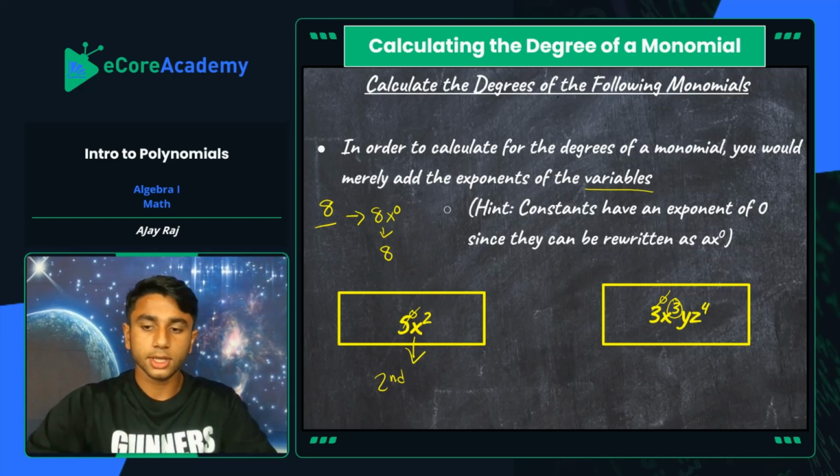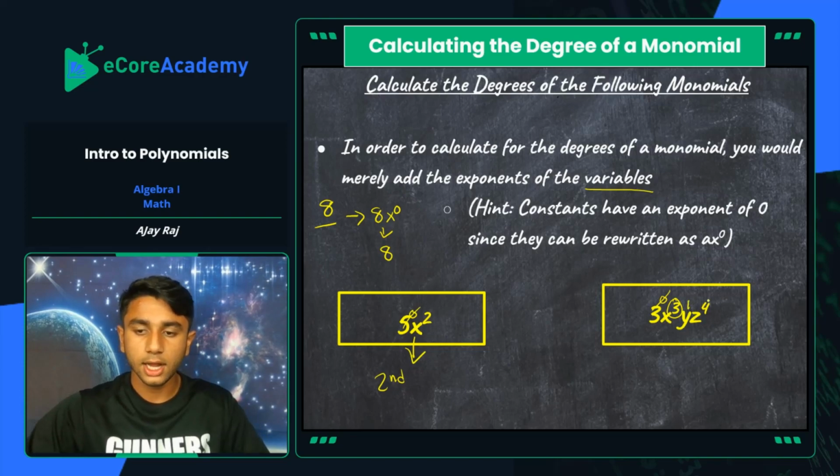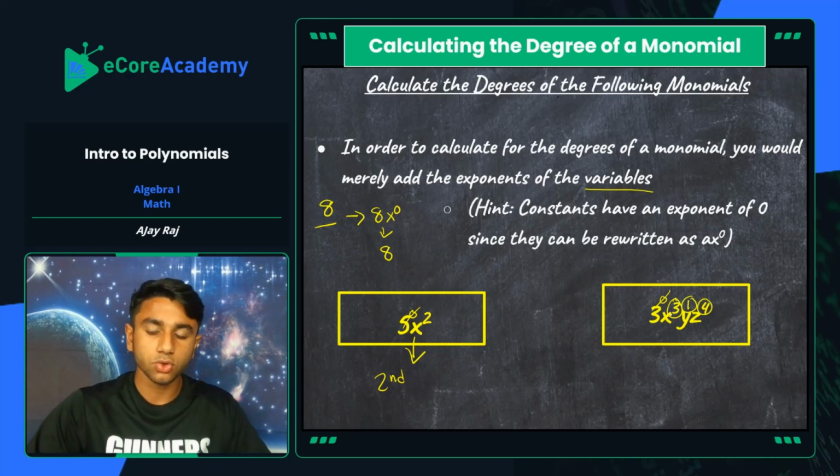So this y right here is going to have that exponent of 1. And our z here is going to have that exponent of 4. So we're going to add up these 3 exponents, the exponents of our 3 variables. That's going to be 3 plus 1 plus 4, and that's going to give us a total degree of 8.